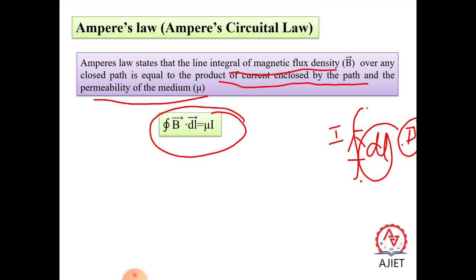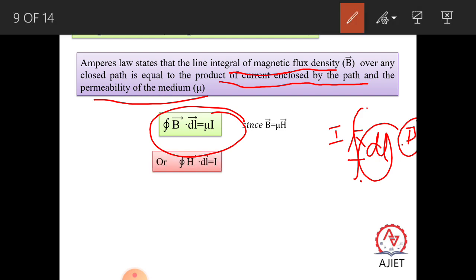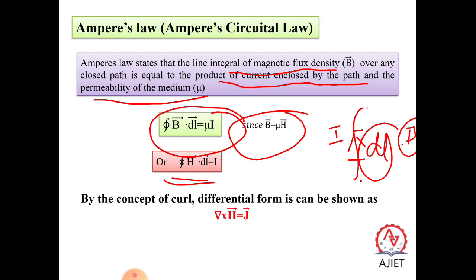Further, since B can be written as mu into H, since B is directly proportional to H, the magnetic field intensity, we can replace B with mu into H, and mu gets cancelled out. So the final equation reduces to the closed integral of H dl is equal to I.